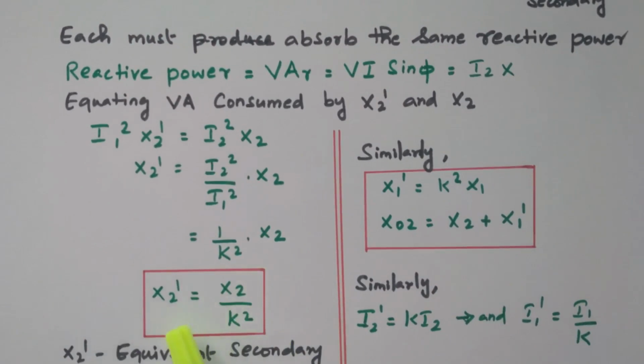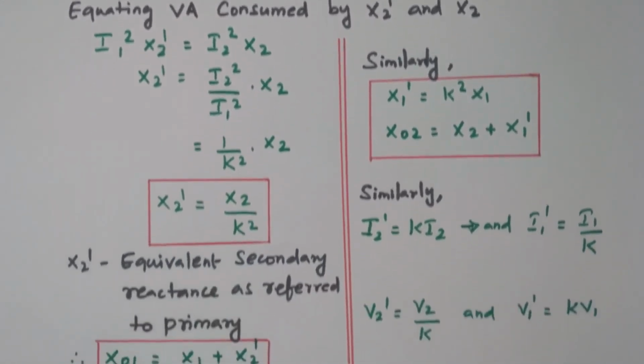So what is the final thing? X2 dash equals X2 divided by K². Very similar to resistance, right? So while transferring to primary, we have X2 by K². So what about the total reactance?